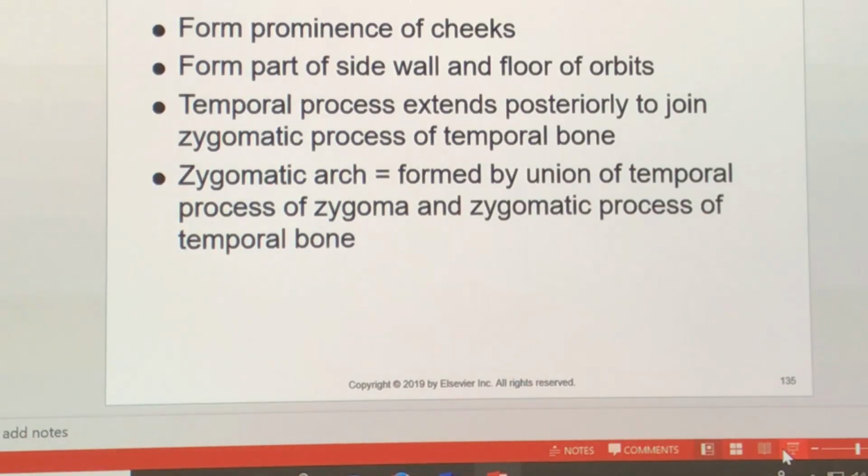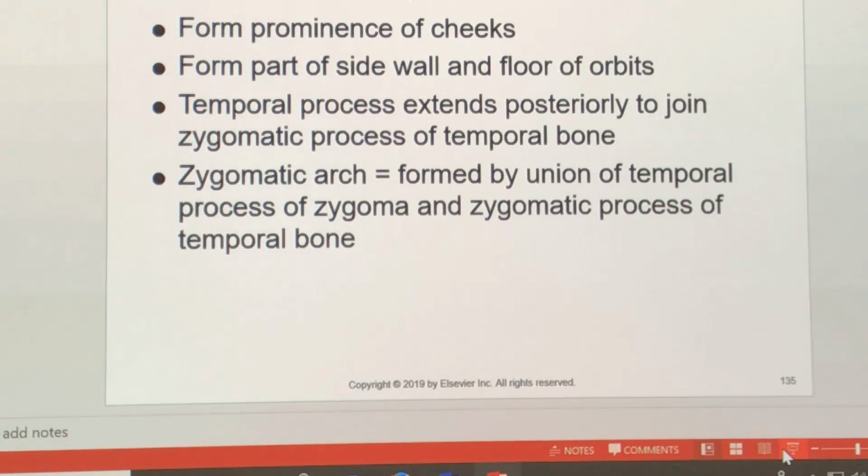Zygomatic bones form the prominence of the cheek, that is your cheekbone. They form a part of the side wall and the floor of the orbits. We talked about the temporal process extending posteriorly to create the rest of the cheekbone with the zygomatic process of the temporal bone. I think there is a test question that refers to the temporal process of the zygomatic bone and the zygomatic process of the temporal bone.